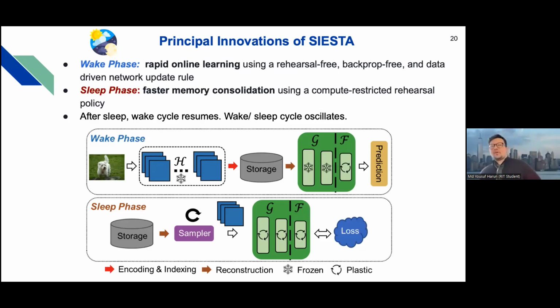And during the sleep phase, SIESTA performs compute-restricted offline learning, where it can reactivate some of the experience from the storage to update the remaining part of the network. That would also be very brief. And after sleep, the wake cycle resumes, and this wake-sleep cycle oscillates.